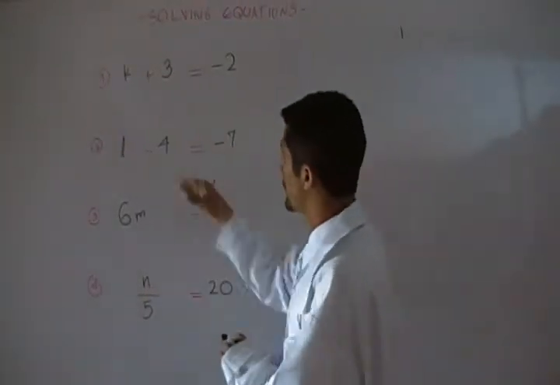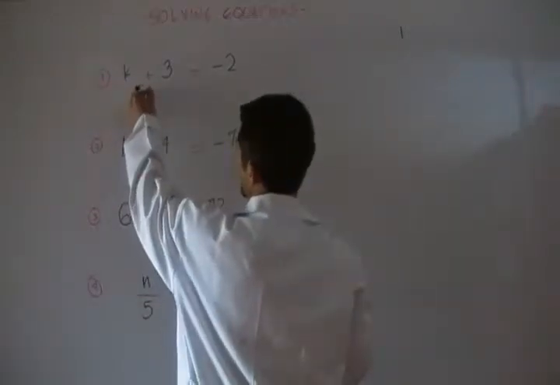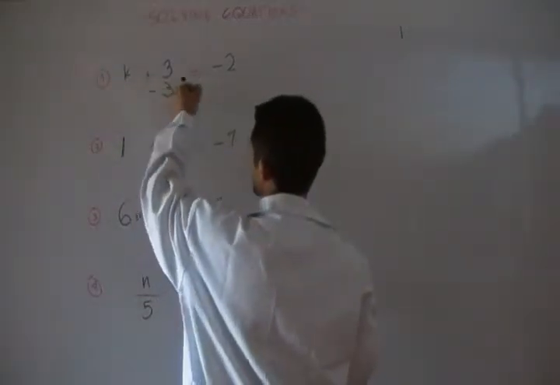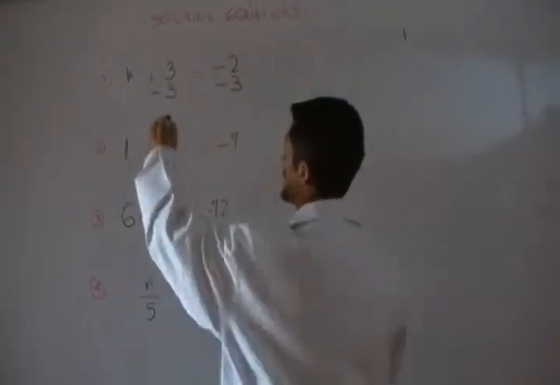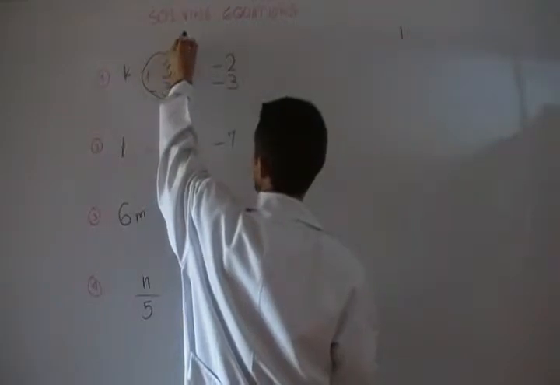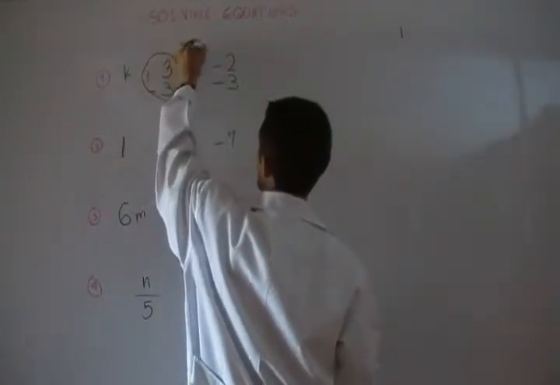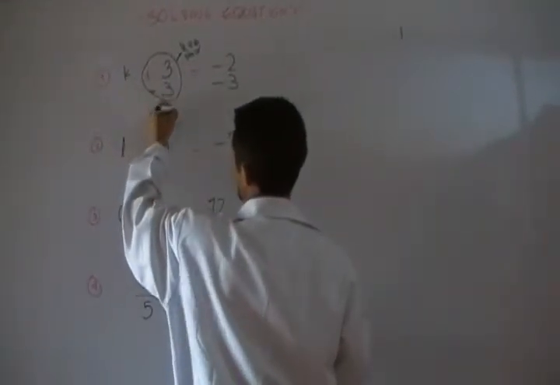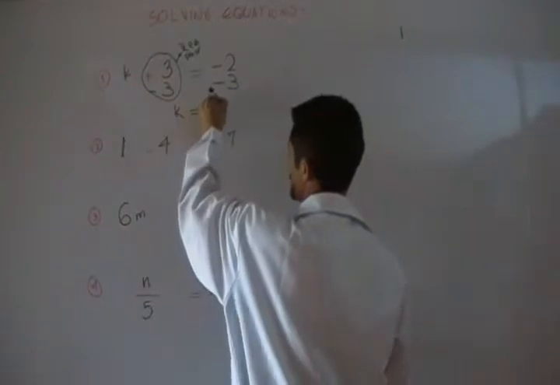Example number 1 involves addition. The inverse operation of addition is subtraction. So to isolate the variable, I have to subtract 3 from both sides. That way, this would be a 0 pair, and I will have k equals -5.